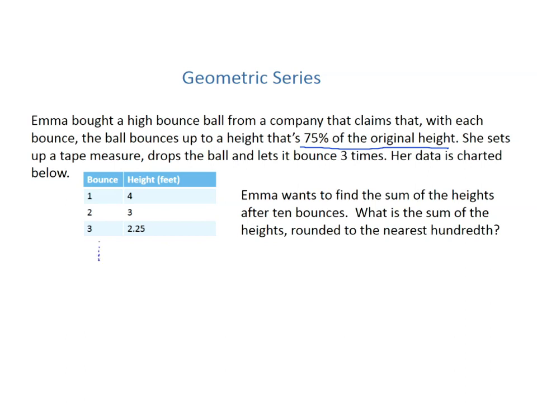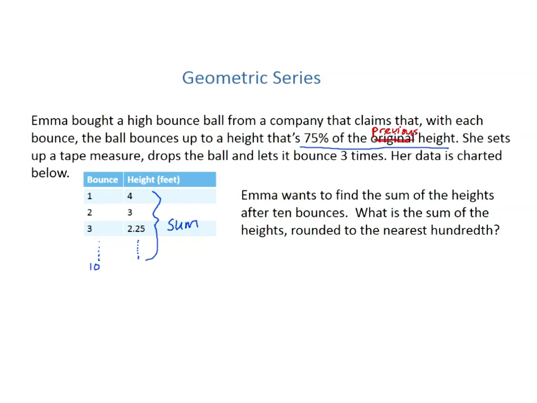So that means that we're going to continue this all the way down to 10, right? And we're going to fill all these in, and we want to know what the sum of all those heights are going to be. So it tells us the common ratio. It tells us that each time the height is going to be 75% of the original height, and that really should say the previous height.